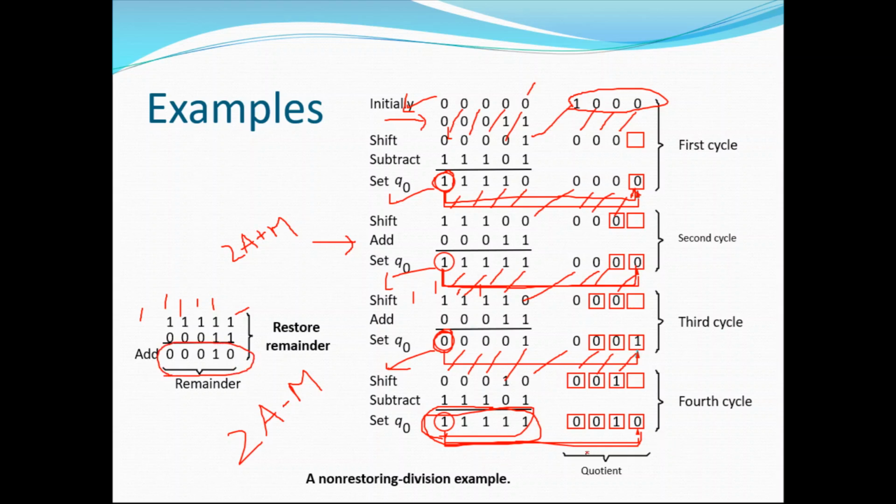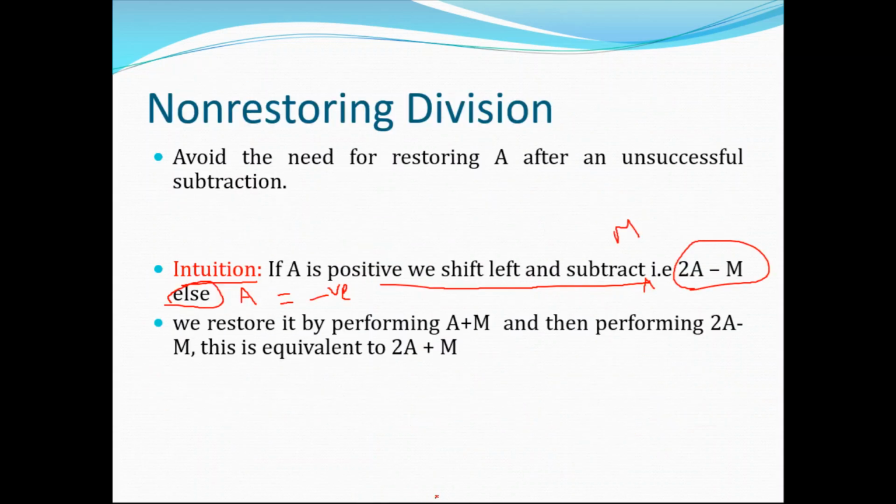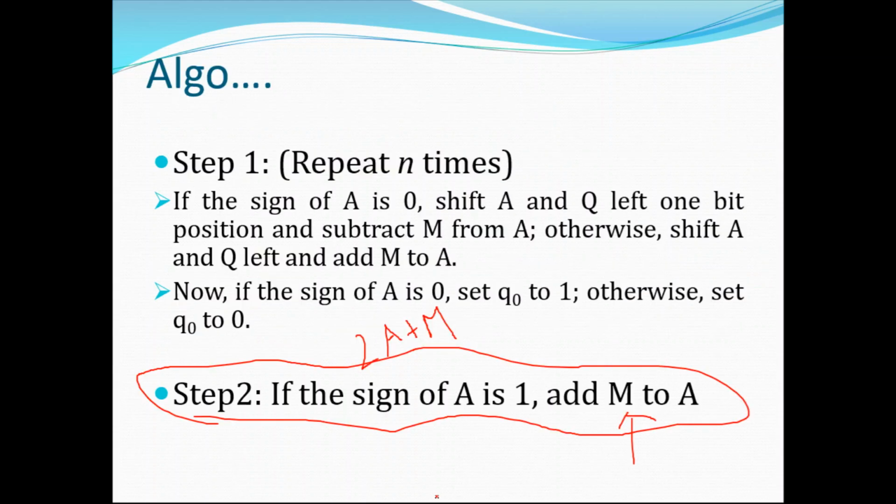And whatever is in Q, that is the quotient. Okay, so this is how the division operation can be sped up. So this is called non-restoring division. The previous one is called restoring division. So non-restoring division is an improved version of restoring division.